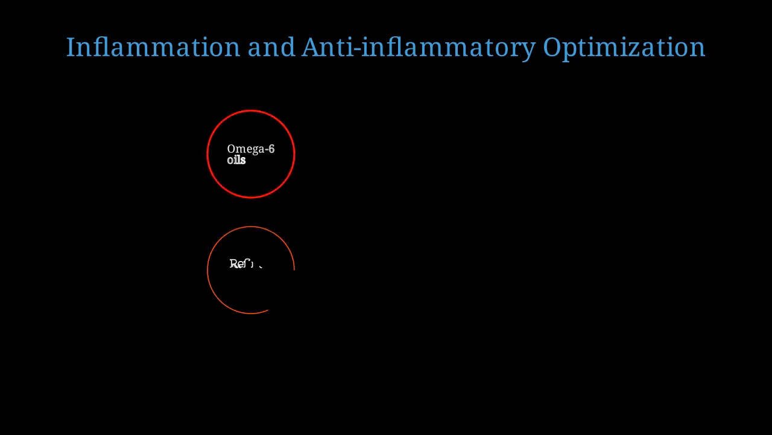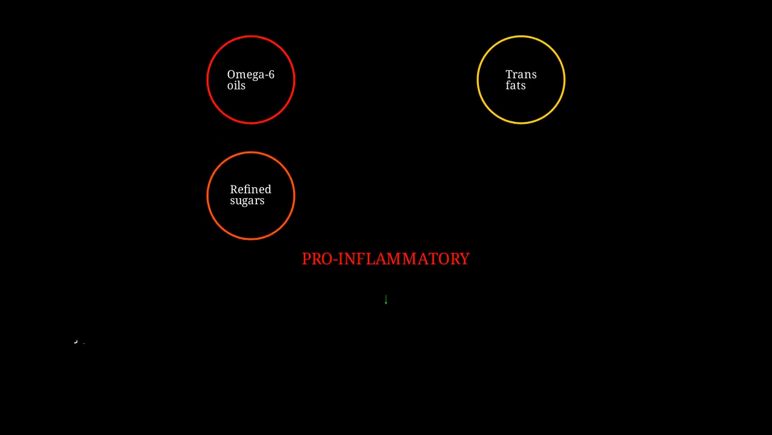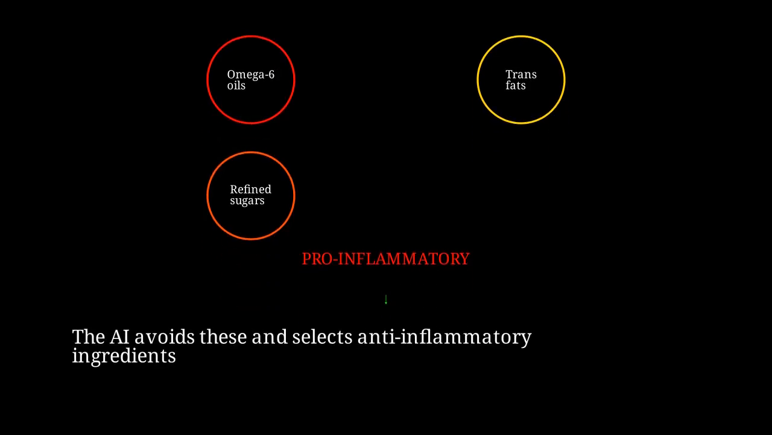Another emerging area is anti-inflammatory diet optimization. Chronic inflammation underlies many modern diseases, including heart disease, diabetes, and Alzheimer's. Certain foods are pro-inflammatory. Omega-6 heavy vegetable oils, refined sugars, and trans fats can all promote inflammation in the body. The AI avoids these ingredients and selects anti-inflammatory alternatives instead.